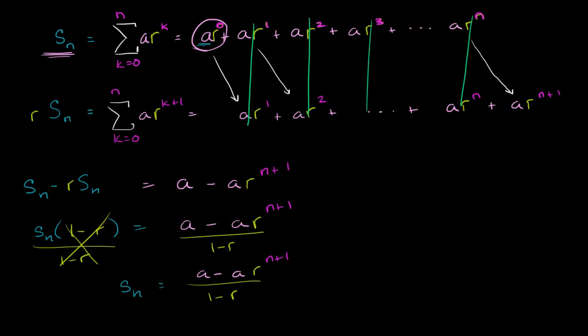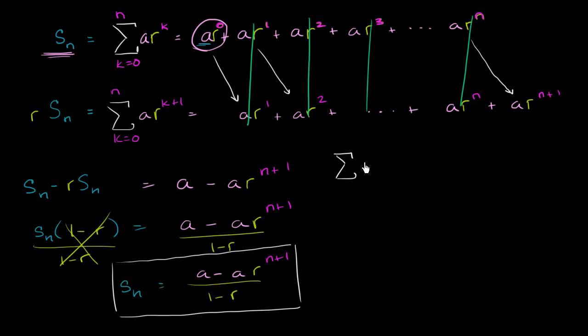Why is this useful? Well, let's actually apply this formula that we just finished deriving. Let's say that we have a geometric series. So let's say our first term is 3, and it's 3 times 1 half, 3 times 1 half to the kth power, and we're going to start at k equals 0 all the way to, I don't know, k equals 100.